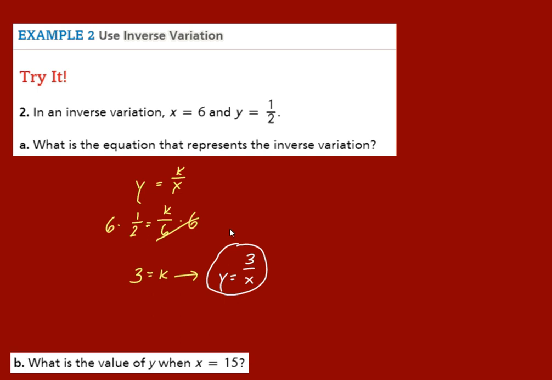Okay. Part B is going to extend this. If you want to go ahead and try it, it says, what is the value of y when x equals 15? You simply just plug in 15 for x, and you'll get y. It's pretty obvious what that's going to be.